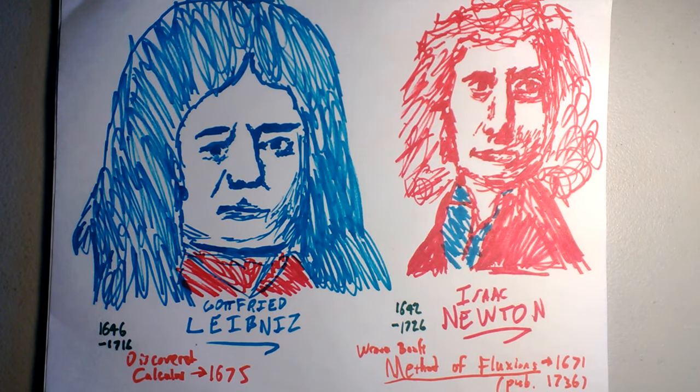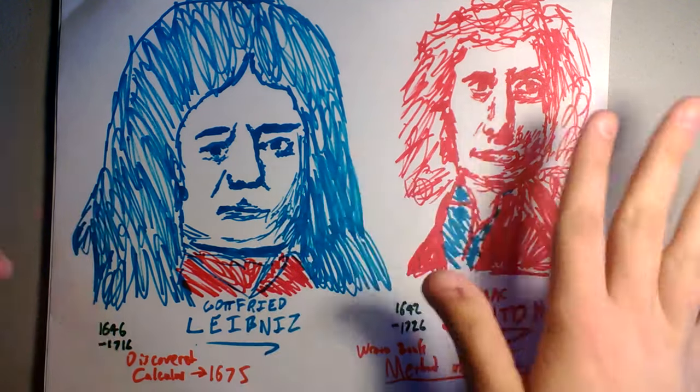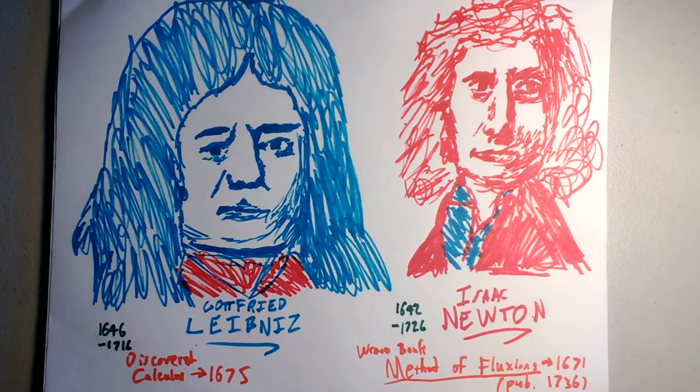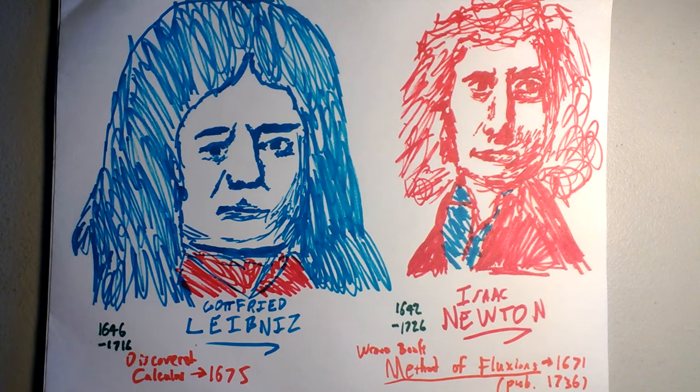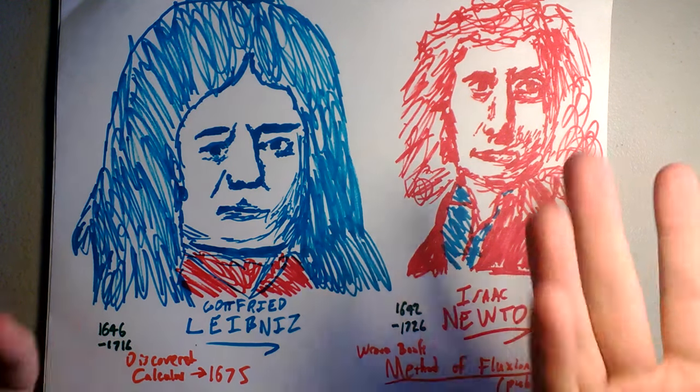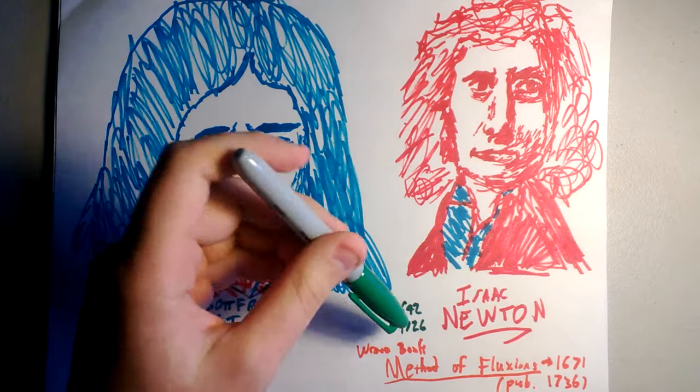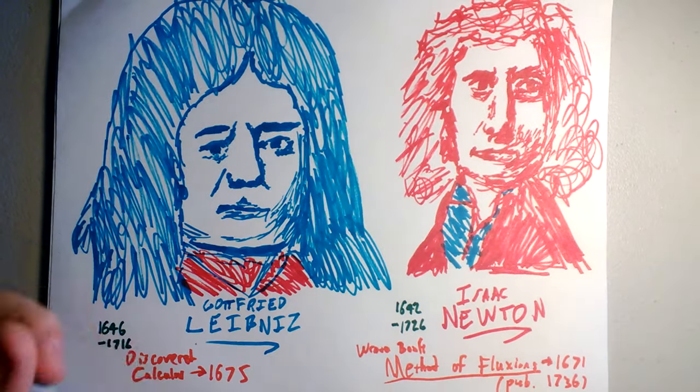Alright, welcome to the videos on calculus. This would be my fourth. So I drew some pretty rough Sharpie sketches of these two gentlemen. One is Gottfried Leibniz, and he was born 1646 and died 1716, if you care about the years. And Isaac Newton was born, the other guy, you've probably heard of this guy, 1642 to 1726.